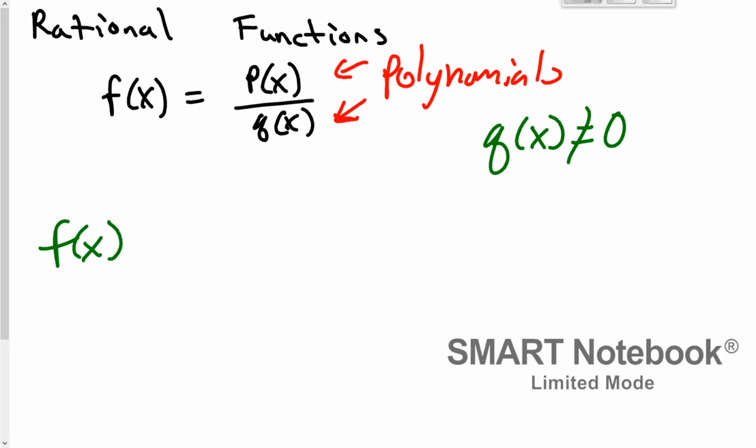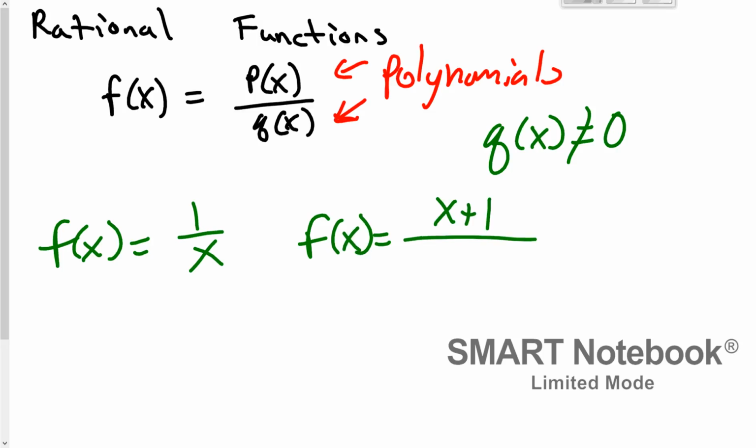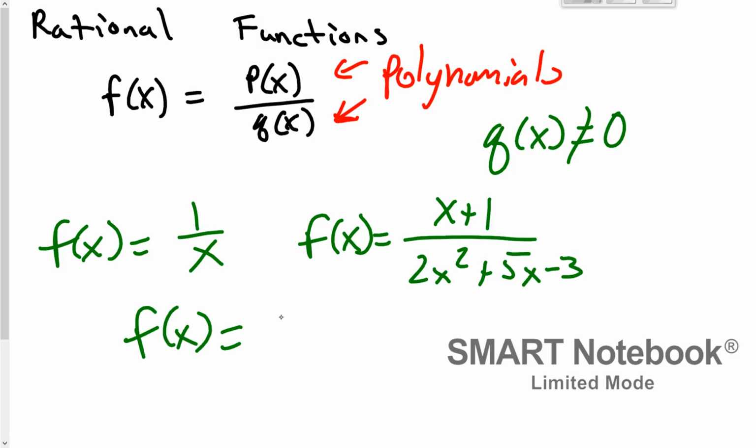We have f of x equals 1 over x. We have f of x is x plus 1 over 2x squared plus 5x minus 3. And here's another one: 3x squared minus 3x minus 6.